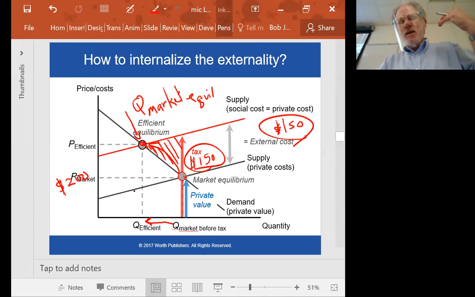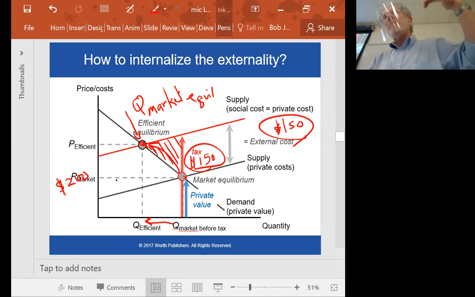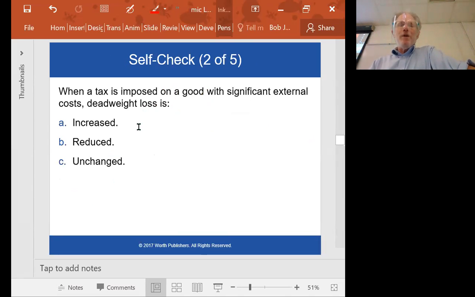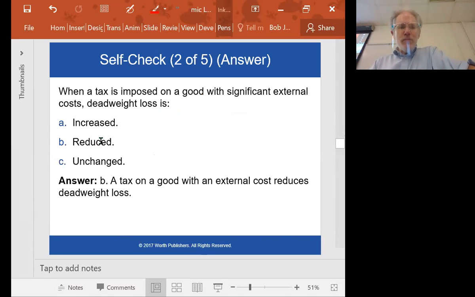So, in theory, Pigouvian taxes can work very, very well. Okay, it's just actually applying it can be rather difficult. But so a tax by itself, generally, we would say it's going to create deadweight loss. But if you have an external cost and you impose the tax, then it can actually reduce the deadweight loss. Okay. Yeah, that's important.